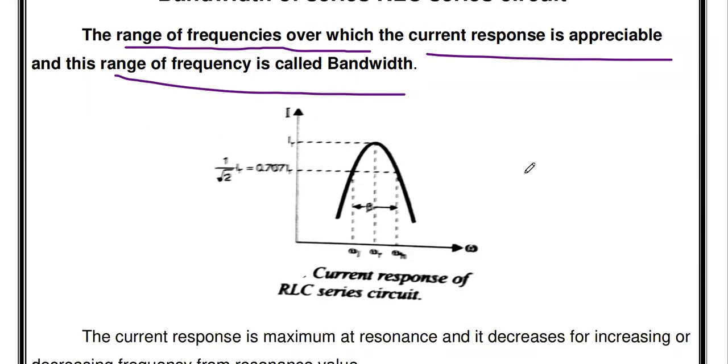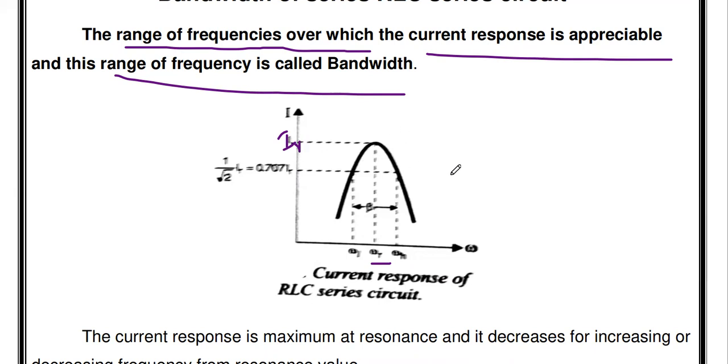Take this current graph, which you already know: the current flowing through the series RLC circuit versus frequency omega. The current I reaches the maximum value I_R at only one frequency, the resonant frequency omega R. Whenever the input frequency equals the resonant frequency, the current is maximum, and when the frequency decreases or increases from resonance, the current value decreases. We already derived this in the previous video.